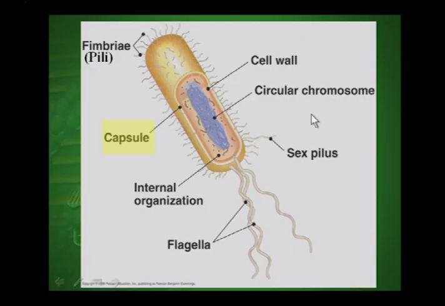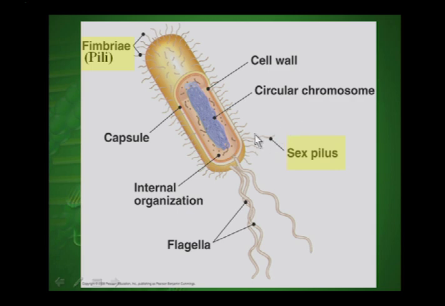Now, when the capsule is present, again, it would be the outermost structure. Another structure that we see, or structures that we see associated with the cell wall, sometimes with the capsule, are what are known as fimbriae or pili.